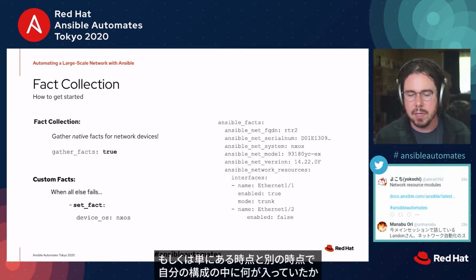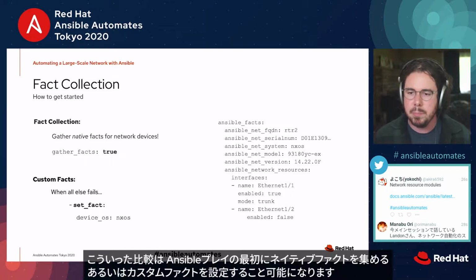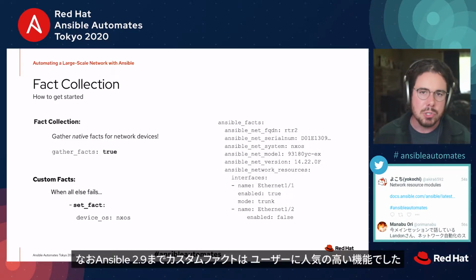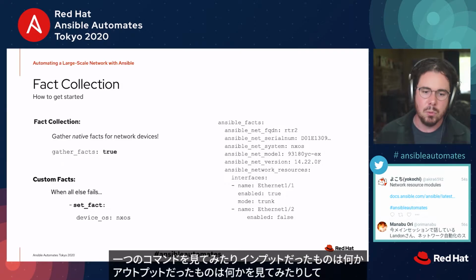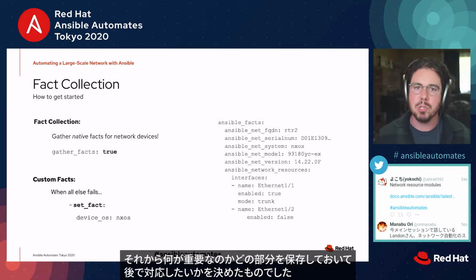Or just what are in my configurations from one time to another. So this can be done with gathering native facts at the beginning of an Ansible play, or it can be done by setting custom facts. And up until Ansible 2.9, custom facts was the go-to for pretty much everybody. We would take a command, we would look at what that input was, what the output was, and then we would determine what was important and what parts of that we wanted to save and do something with later.